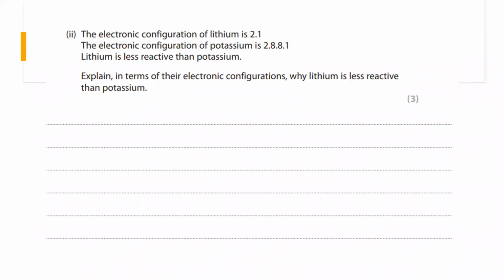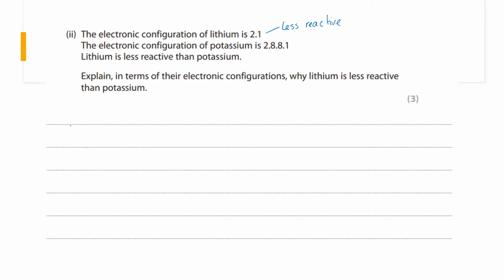The electronic configuration of lithium is 2,1. The electronic configuration of potassium is 2,8,8,1. Lithium is less reactive than potassium. Explain in terms of electronic configurations why lithium is less reactive than potassium. So we're already told that lithium is less reactive, we don't even have to think about that.